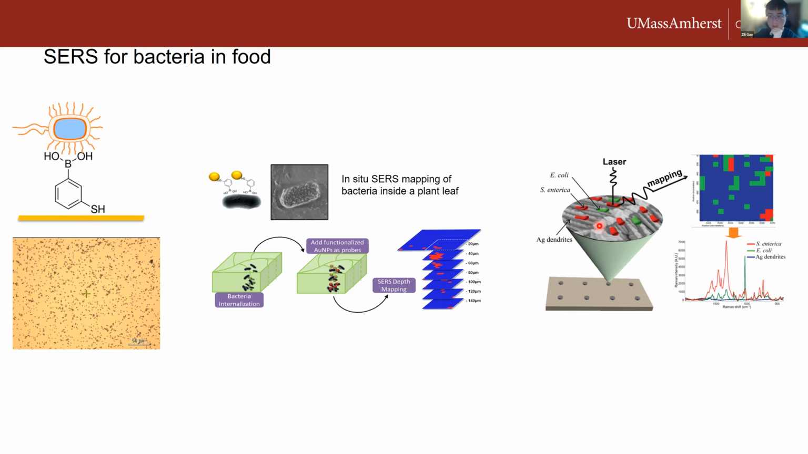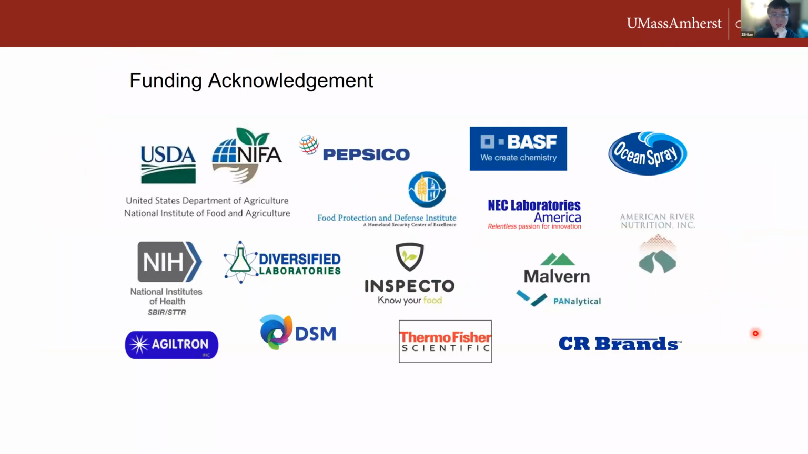And this is our previous data. We see that Raman could differentiate two different bacteria. One is E. coli, another one is Salmonella. And this is the research part. And this is our funding resources.